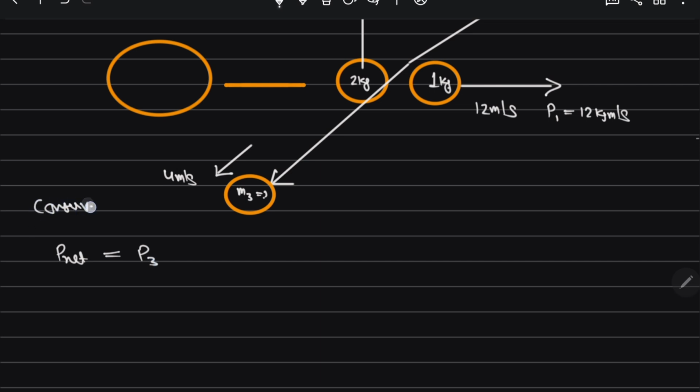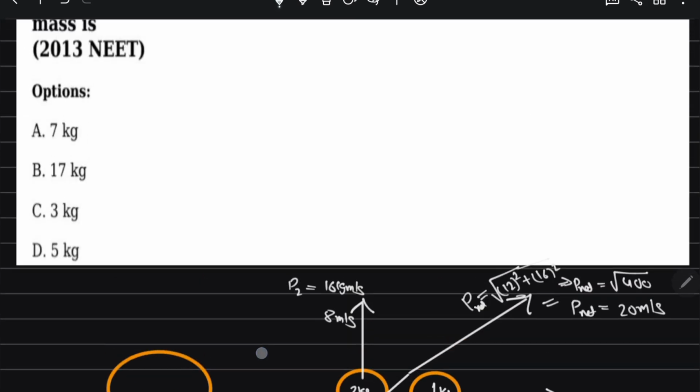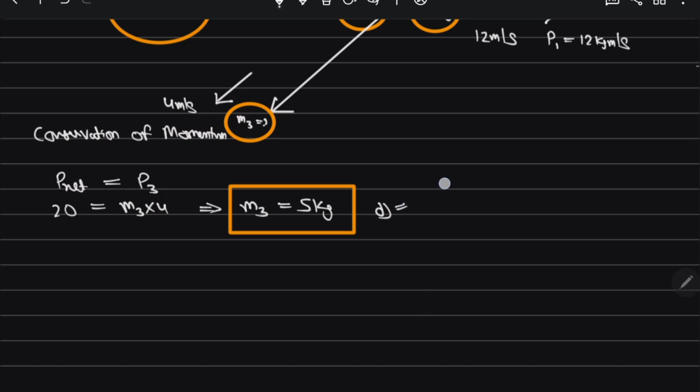By conservation of momentum, this P net, 20, is equal to M3 into 4. So this M3 comes out to be 5 kg. So option D is correct. Option D is correct.